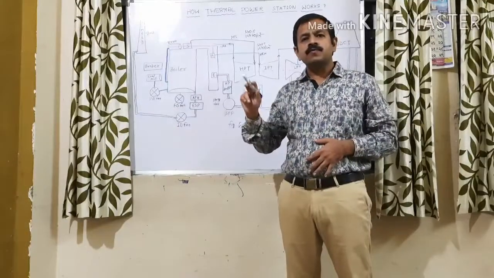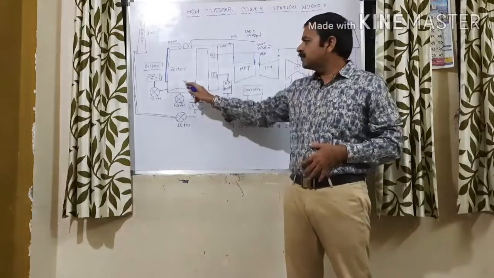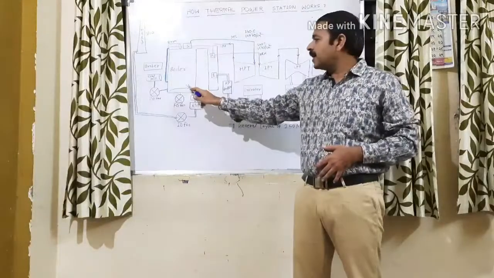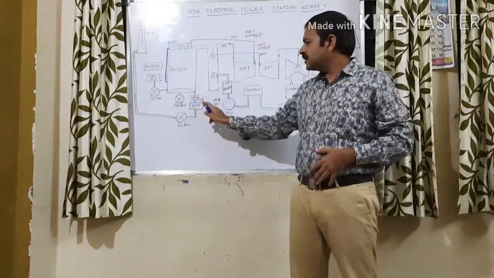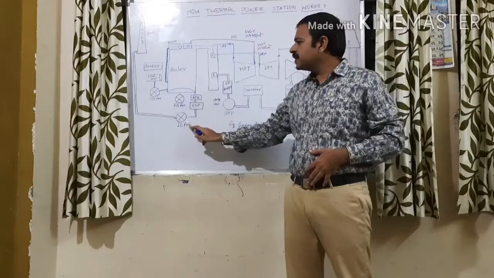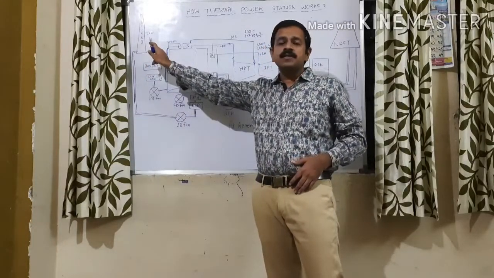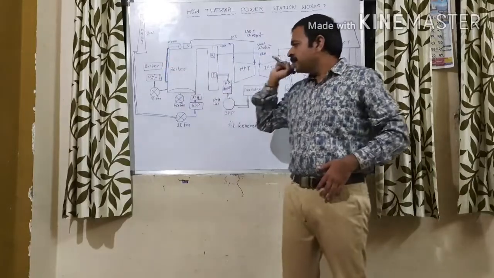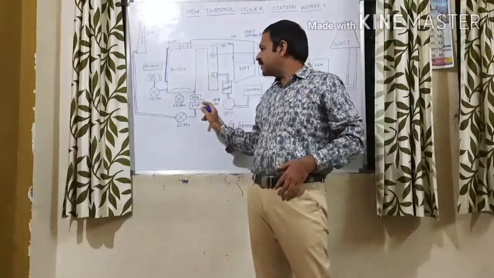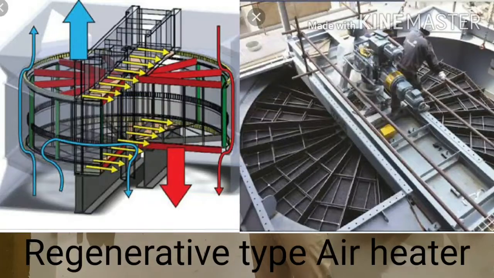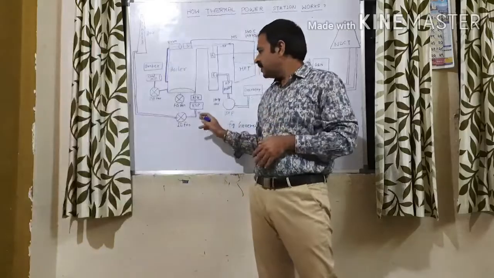This combination of FD fan and ID fan will make slightly negative pressure in the boiler. Due to the fire, or the fireball, in the boiler, the flue gases generated pass through this part, like air preheater, ESP, ID fan, and through the ID fan these flue gases pass through the chimney. This is also called a stack.